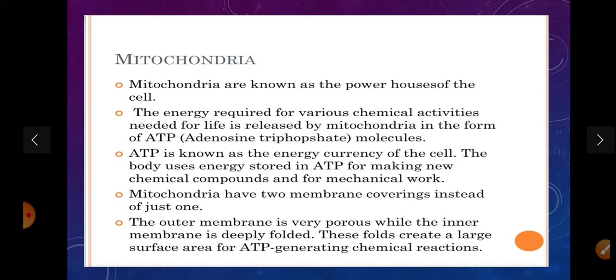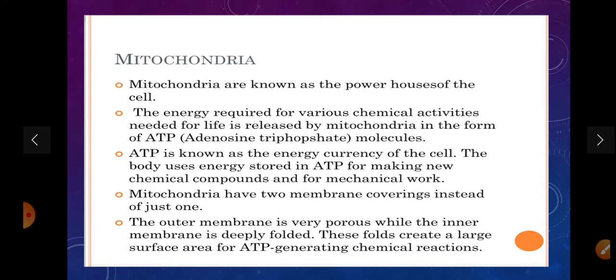The energy required for various chemical activities needed for life is released by mitochondria in the form of ATP, that means adenosine triphosphate molecules. ATP is known as the energy currency of the cell. The body uses energy stored in ATP for making new chemical compounds and for mechanical work.